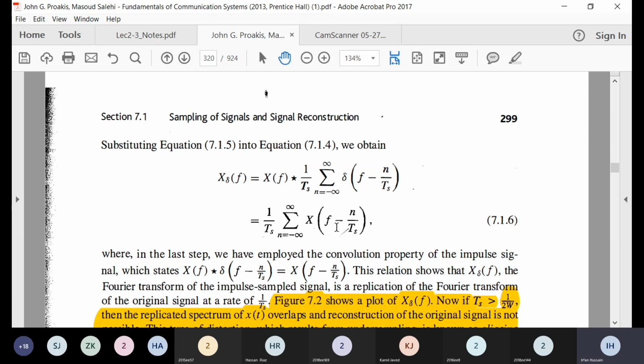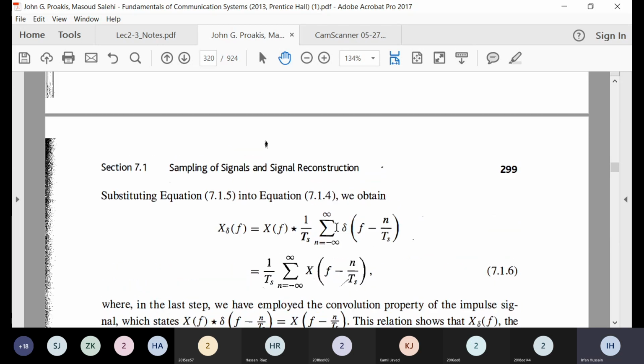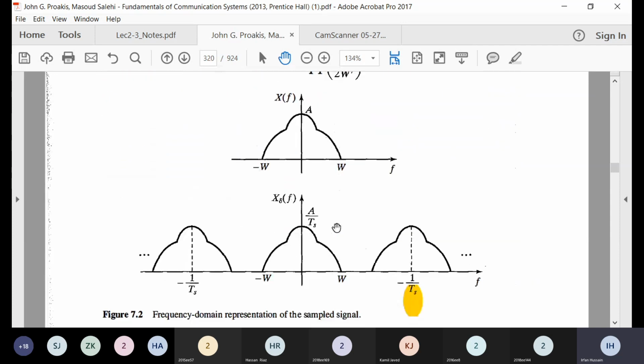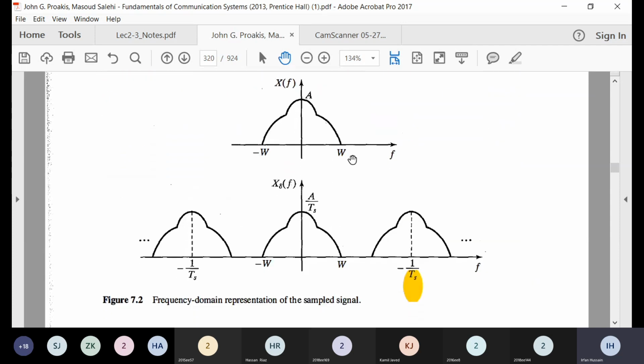And this is also shown here. This was the original signal, and this is its frequency domain representation, and this is the frequency domain representation of the sampled signal. So you have these replicas going up to infinity. You have minus 1 over Ts, minus 2 over Ts, minus 3 over Ts. You go on and on like this, and also go on and on in the positive direction.